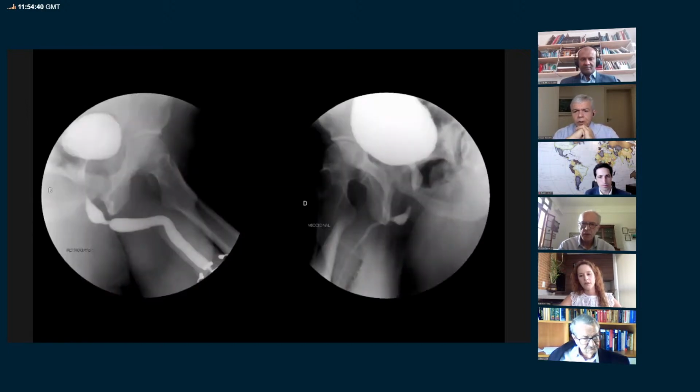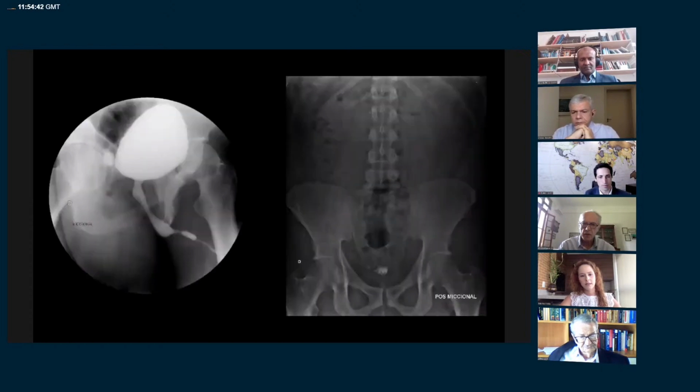On the voiding phase, we can see the stricture. And on the post-void, there was no residue. Professor Lahana, any comment on this exam?